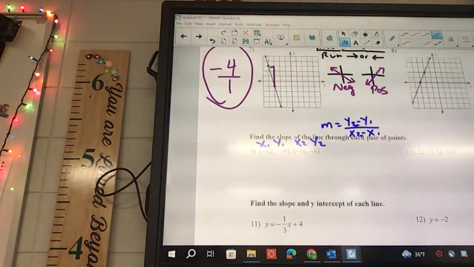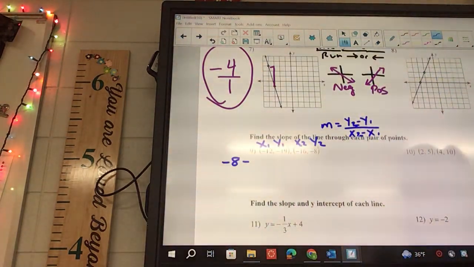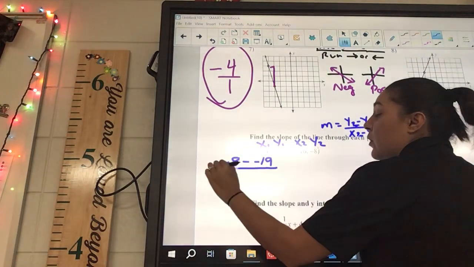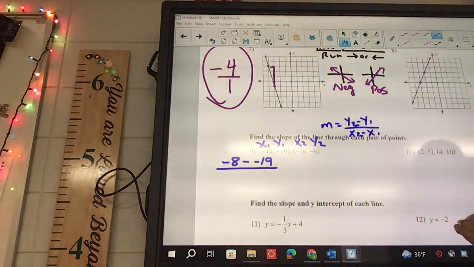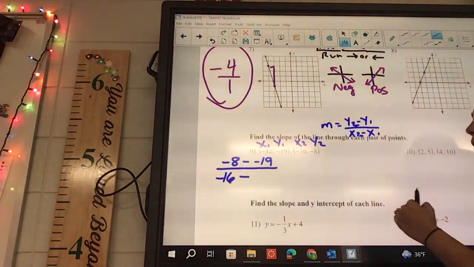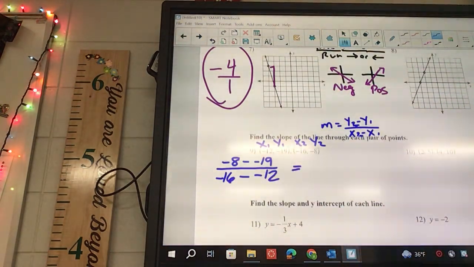Okay, what is my y2? Negative 8. -8 minus y1, -19, over my x2, -16 minus my x1, -12. Okay, you're going to type that in your calculator.